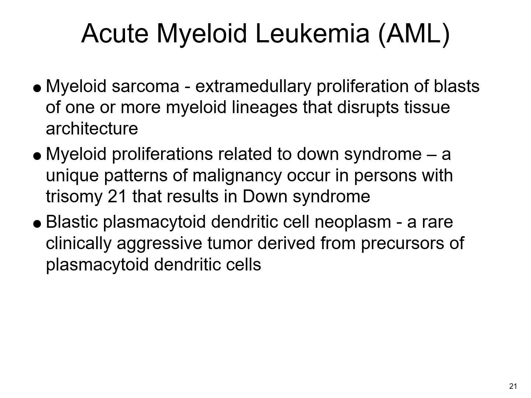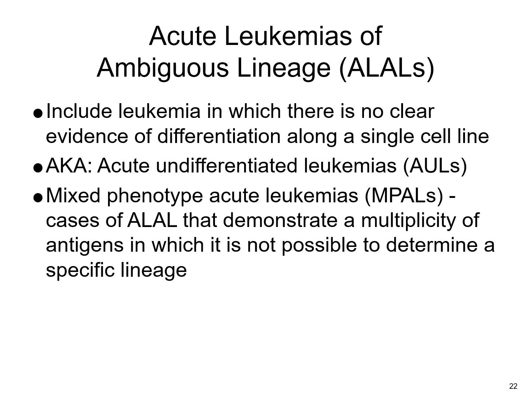The acute leukemias of ambiguous lineage, which are also known as acute undifferentiated leukemias, will be the leukemias in which there's no clear evidence of differentiation along one particular cell lineage. And so this kind of morphs over into the mixed phenotype acute leukemias. This is where you have these cases of acute leukemias of ambiguous lineage that demonstrate a multiplicity of antigens in which you can't really determine which lineage is affected. So it's just multiple different lineages that could be affected with this particular type.